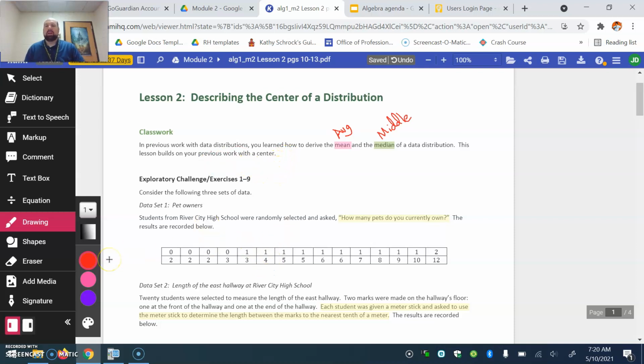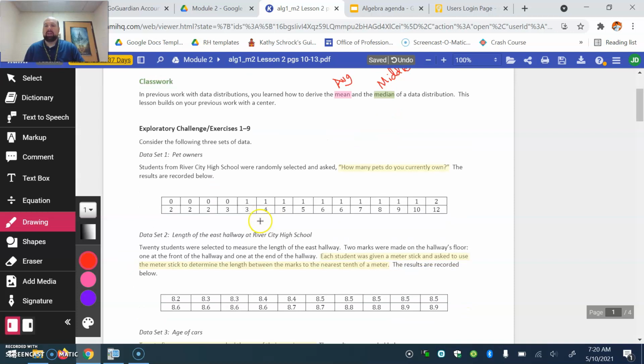Now we have some different sets of data. Data set 1, pet owners. Students from River City High School were randomly selected and asked how many pets they currently own. And here are all the results. By the way, there are 30 of these.